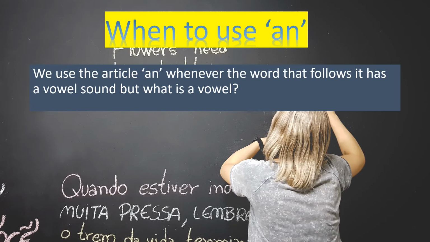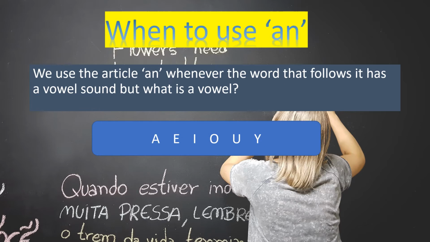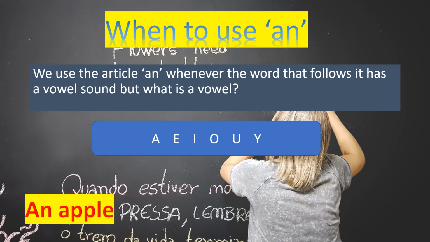When to use an. We use the article an whenever the word that follows it has a vowel sound, but it's really important to know what is a vowel. So a vowel is any of the following letters. So it's A, E, I, O, U and Y. Now a way to remember this is A, E. These are very common letters that they're in a lot of English words. But then we've also got I, O, U, which is like when you owe someone something. So that helped me to remember it when I was first learning this.